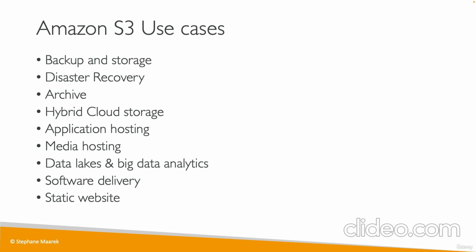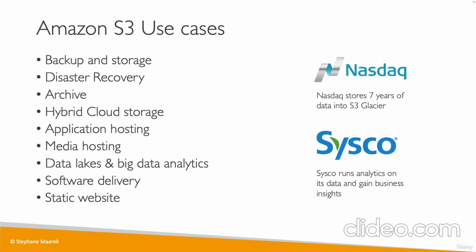And two use cases are that the NASDAQ stores 7 years of data in the S3 Glacier service, which is like the archival service of Amazon S3. And Cisco runs analytics on its data and gains business insights from Amazon S3.